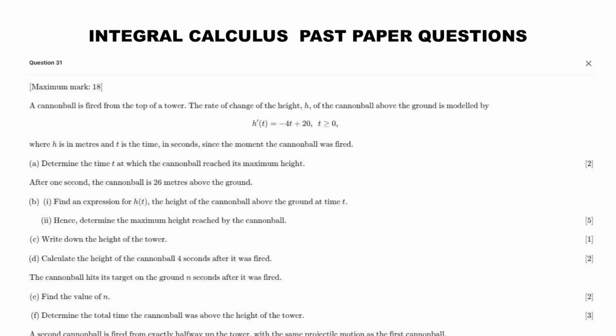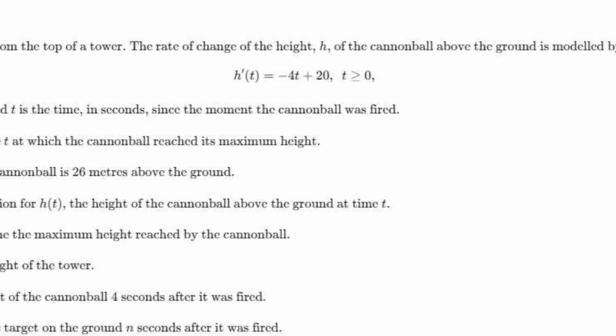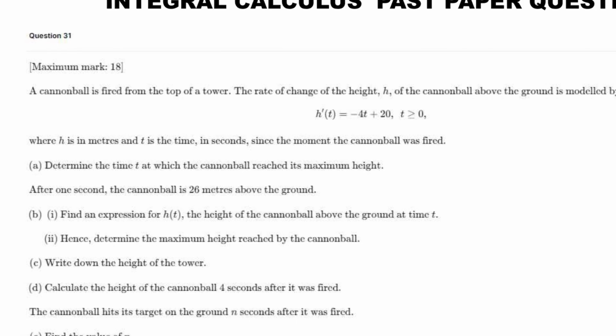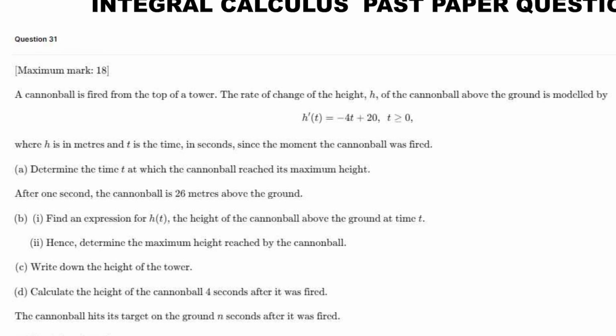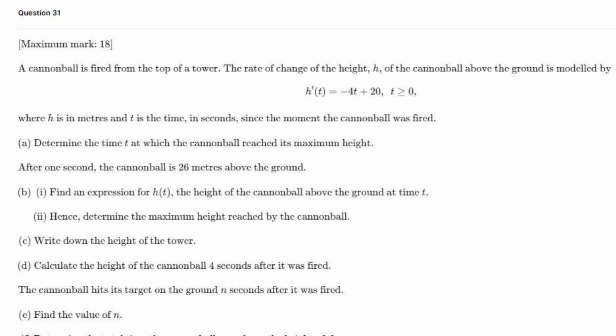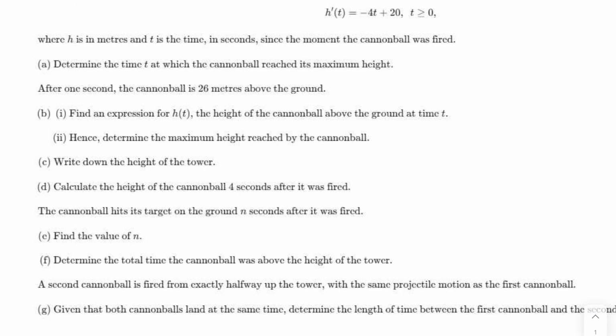So welcome, this is Integral Calculus Part 3 where we are doing some past paper questions on the total integration. The first question says: a cannonball is fired from the top of a tower. The rate of change of the height of the cannonball above the ground is modeled by h prime t equals negative 4t plus 20. Determine the time at which the cannonball reached its maximum height.